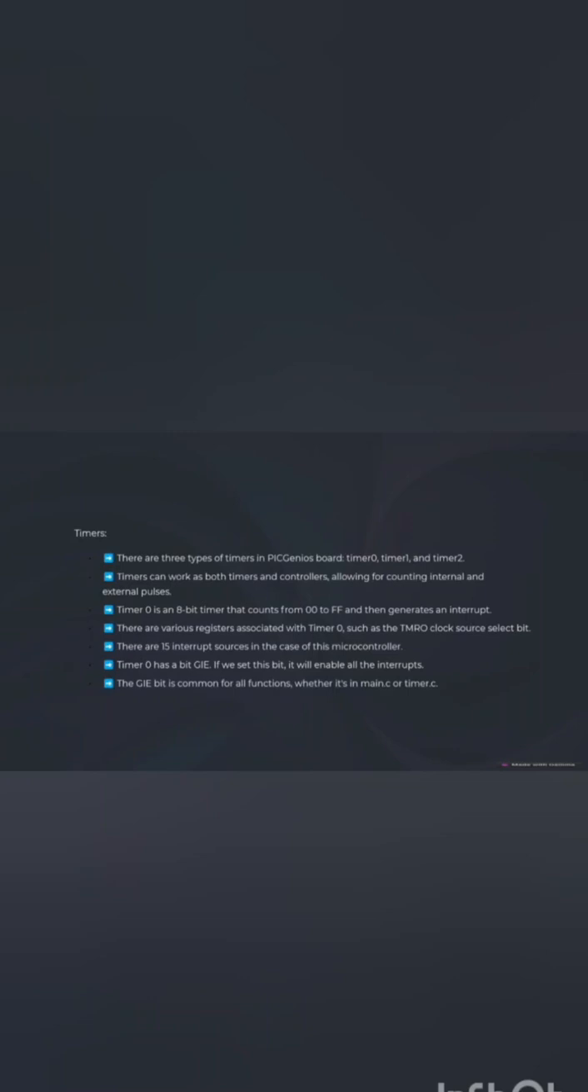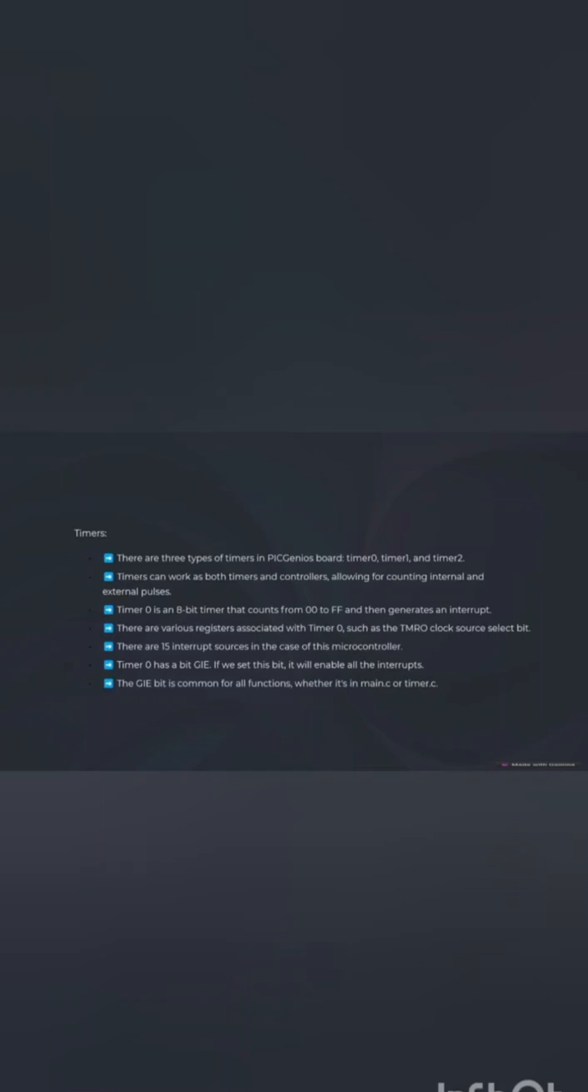Timers. There are mainly three types of timers in the PIC board: timer 0, timer 1 and timer 2. Timers can work as both timers and counters, allowing for counting internal and external pulses. Timer 0 is an 8-bit timer that counts from 00 to FF and then generates an interrupt. There are various registers associated with timer 0, such as the TMR0 clock source select bit.